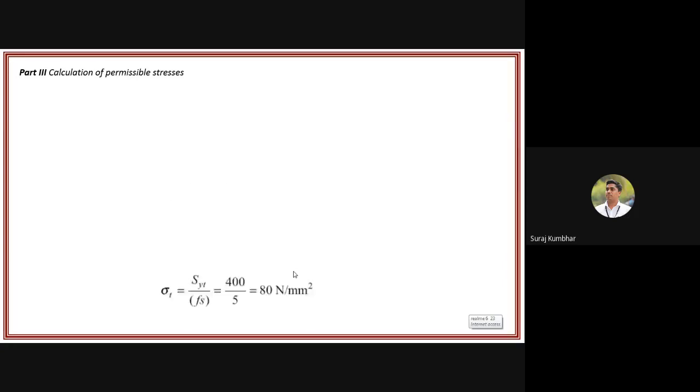Now how to find out? The first one, sigma t. First I will find out the tensile stress. What is the formula?